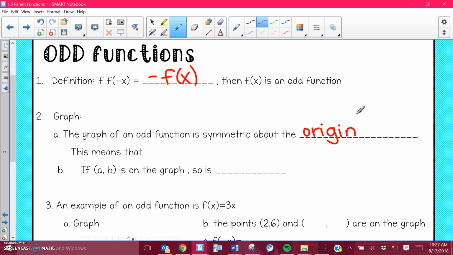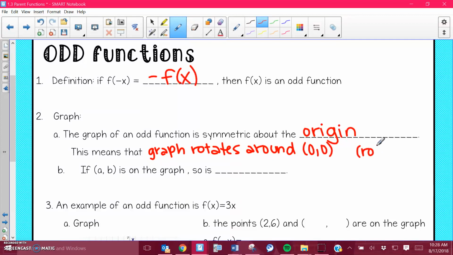Okay, so if it's symmetric about the origin, whatever you had in quadrant 1 is going to end up the same thing in quadrant 3. So we call that rotational symmetry, but basically the graph is going to rotate around 0, 0, around that origin. So if you also want to write down this is rotational symmetry, sometimes they like to refer to it as rotational.